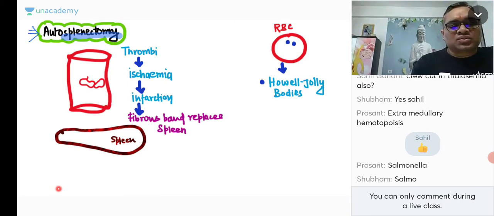Why? You remember what I have shown you, when sickle cells are in a hypoxic condition, they will express adhesion molecules. Because of these adhesion molecules, there is thrombi formation. This thrombi will be causing ischemia, infarction, and fibrosis. So now understood, there will be ischemia, infarction, and fibrosis to the spleen.